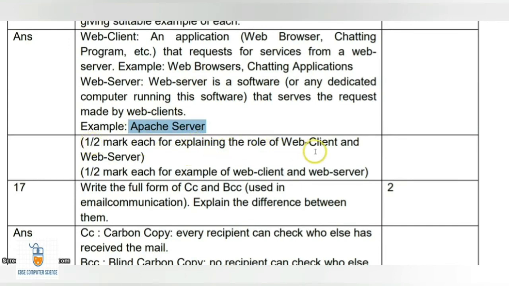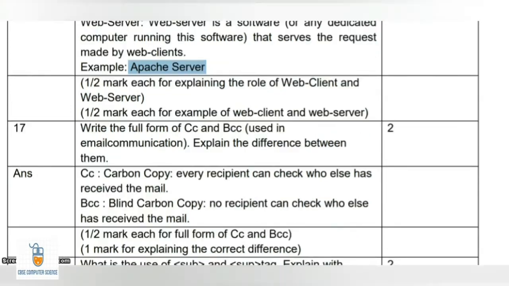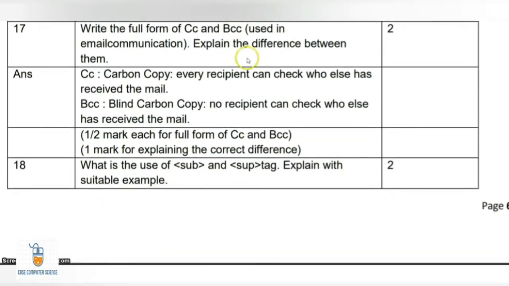So the marking scheme is also given here for those who want to refer. Question number 17. Write the full form of CC and BCC used in email communication. Also explain the difference between both of them. So CC means carbon copy and BCC means blind carbon copy.